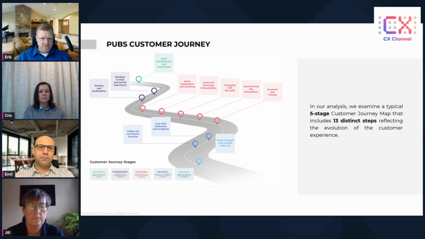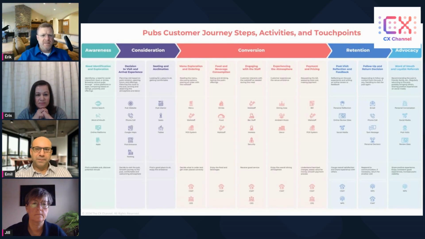And so what we've got here is the journey for the customer. And there's several different stages. There's 5 stages here, and inside of those stages are 11 different distinct steps that reflect the evolution of the customer experience. So here we're looking at the customer journey of a customer visiting a pub, and across the top you've got these 5 different stages.